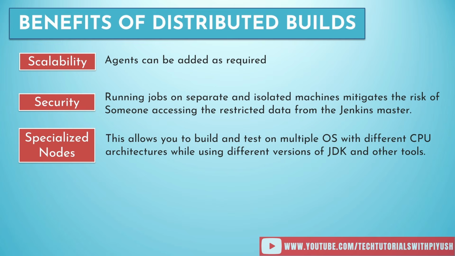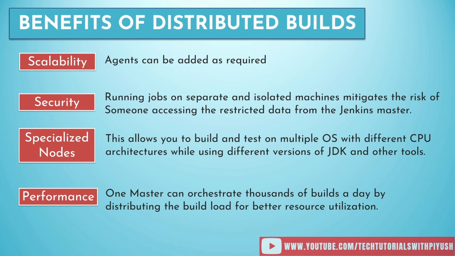So tools are directly installed on the nodes. And you can also define Docker Kubernetes container that contain the required tools and are installed on the node itself. Pipeline then access this node by using a label that is configured for the node. One master can orchestrate thousands of builds a day by distributing the build load for better resource utilization.